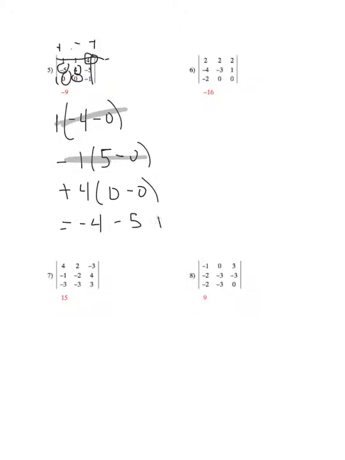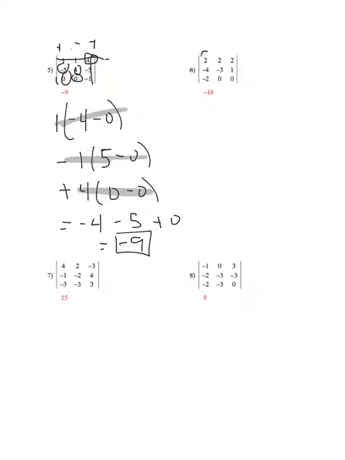And then there's a plus. And then this piece right here is 4 times 0. So that's just 0. So the whole thing becomes negative 4 minus 5, which is negative 9. That's the determinant of that 3 by 3. Okay, let's do number 6 to do another one to make sure we have everything going.